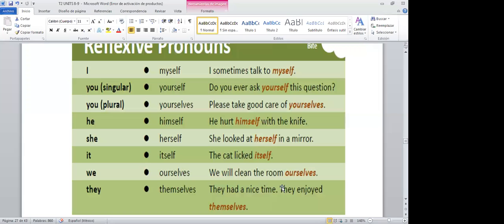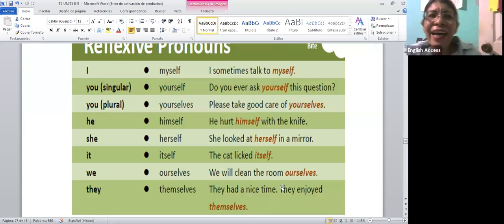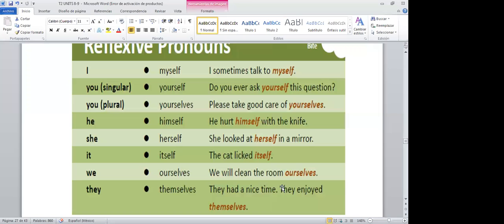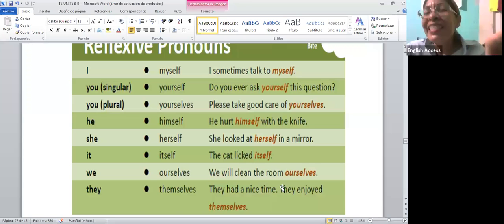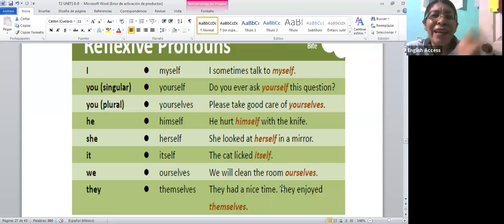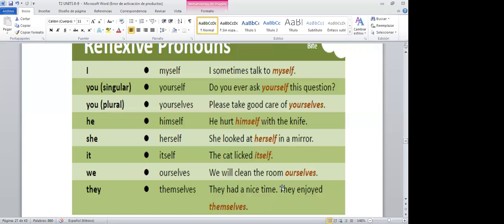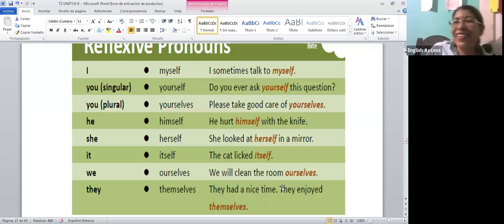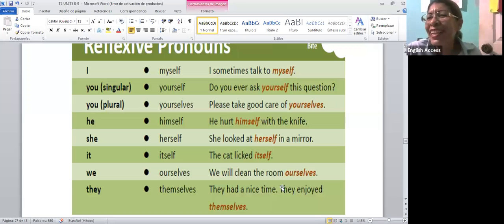Have you seen when the cats do something like this? That's lick. It's for example, when we buy an ice cream, how do we eat an ice cream? We have to lick the ice cream, like this. That's the action, lick. So that's what cats do. They lick themselves. So the cat licked itself, because he does it alone.